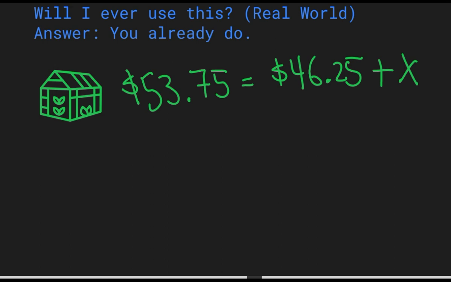What we have in our pockets plus what we need to make up the difference equals our total. I'm going to subtract this 46.25 from both sides.